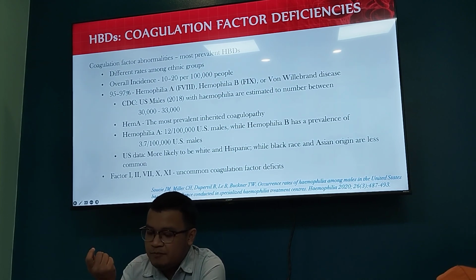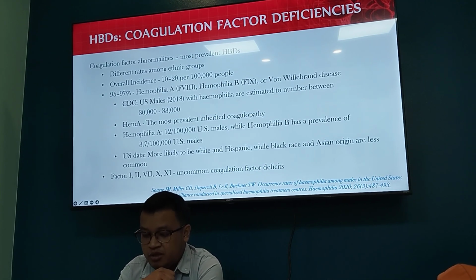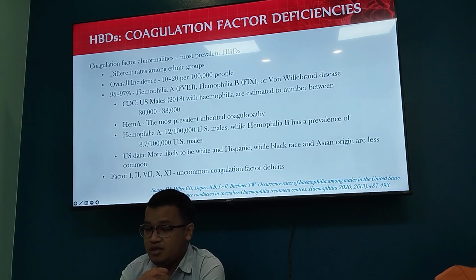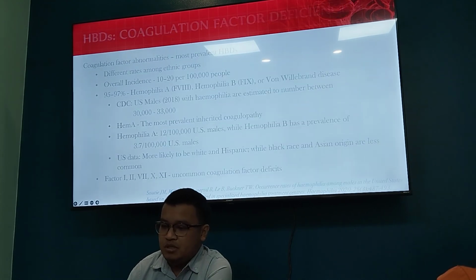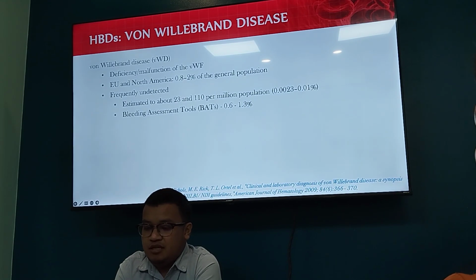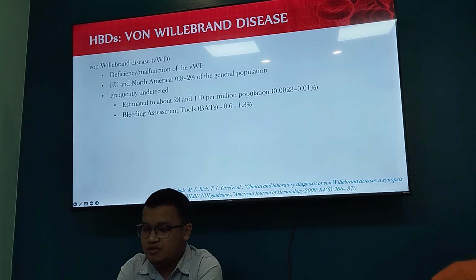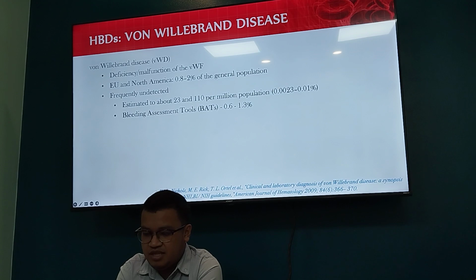The other coagulation factor deficiencies, such as those of factor 1, factor 2, 7, 10, and 11, are uncommon coagulation factor deficits, but they do exist. Another disease entity would be von Willebrand disease. It's another inherited bleeding illness characterized by deficiency or malfunction of the von Willebrand factor, which is an important mediator in achieving primary or secondary hemostasis. However, this just affects 0.8 to 2% of the general population in Europe and the Americas.